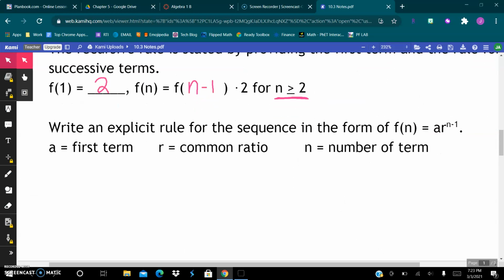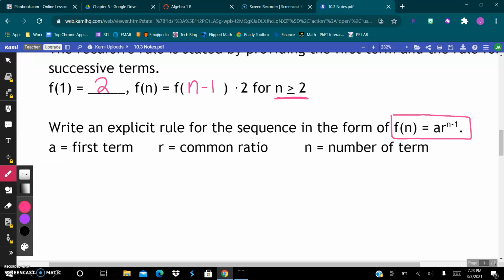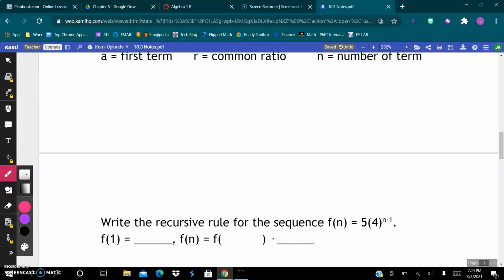Now, the explicit rule is a little bit easier. It's always in the same form, so you need to have that written down somewhere. a is your first term, r is the common ratio, what you're multiplying by, and n is the number of the term that you're trying to find.